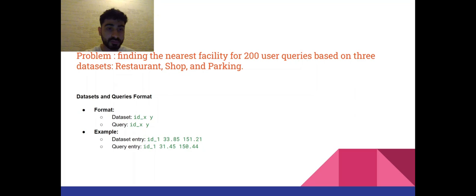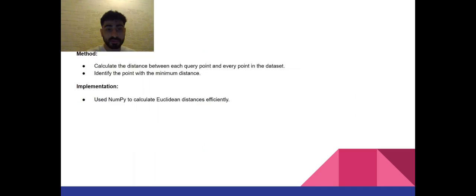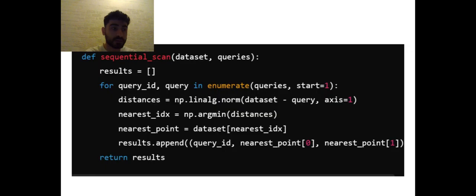For the first algorithm, sequential scan, I had to calculate the distance between each query point and the data points using Euclidean distance, where I used the NumPy library to calculate it. There's a code snippet here on the next page. I'm going to explain some of the code for each algorithm.